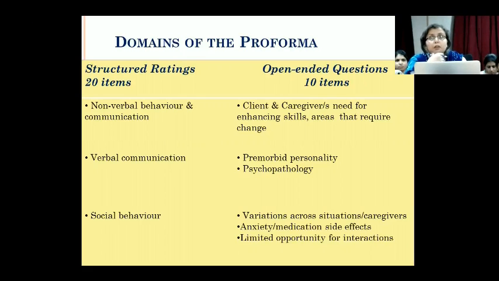So we were discussing the proforma which we used here. There are various domains in the proforma. There are structured ratings of 20 items, which involve non-verbal behavior and communication, verbal communication, and social behavior. Whereas we have 10 items in open-ended questions, which involve specific questions on the client's and caregivers' need for enhancing skills and areas that require change. It involves a component of pre-morbid personality, psychopathology, variations across situations, which caregivers feel, anxiety or medication side effects, and limited opportunity for interactions if the individual had.